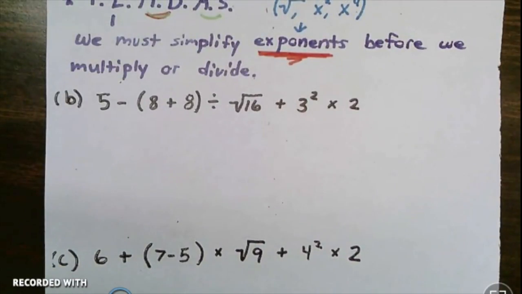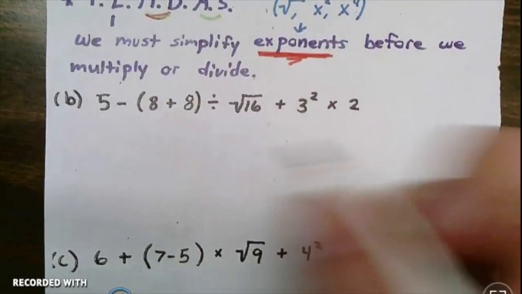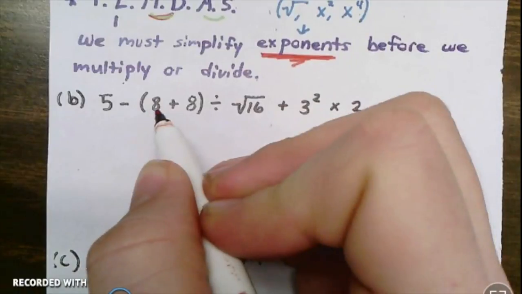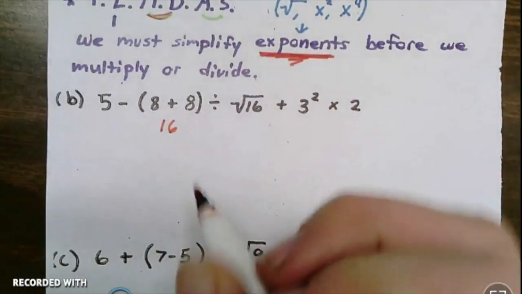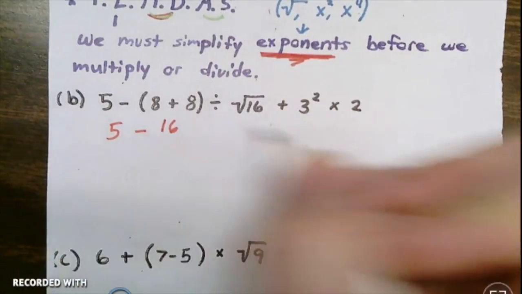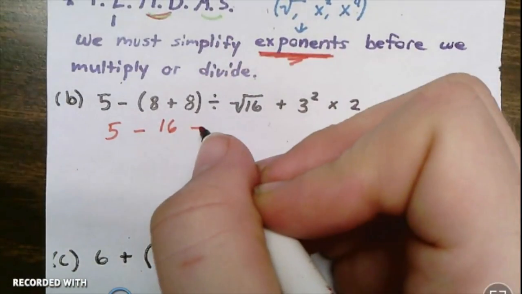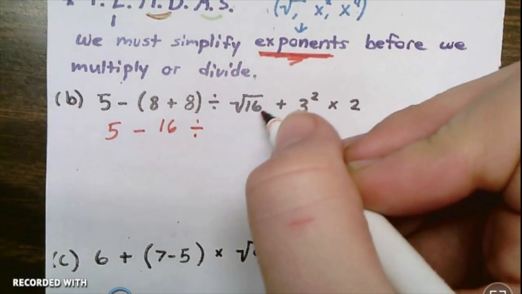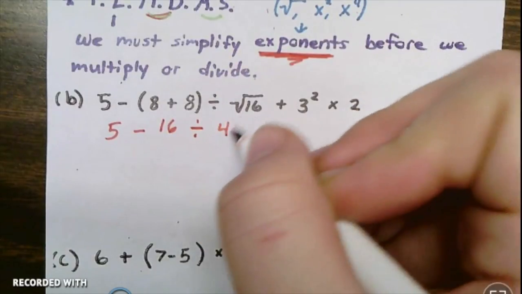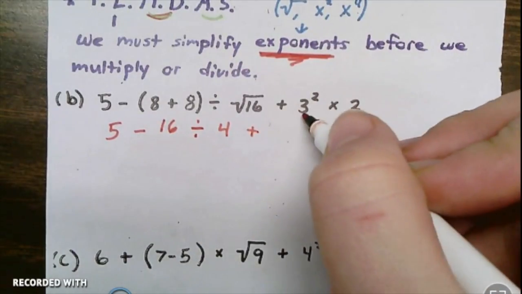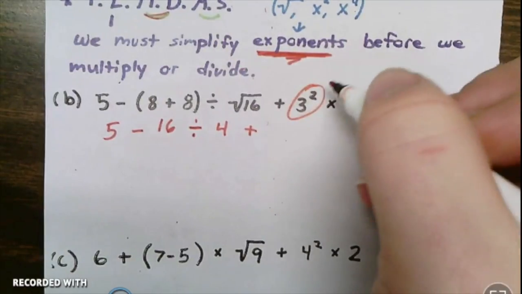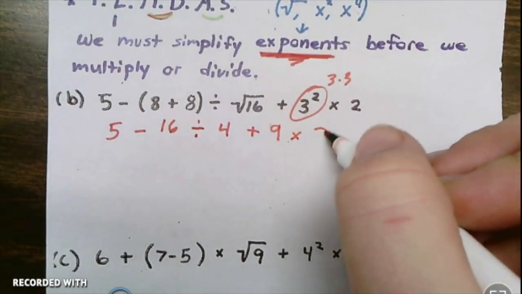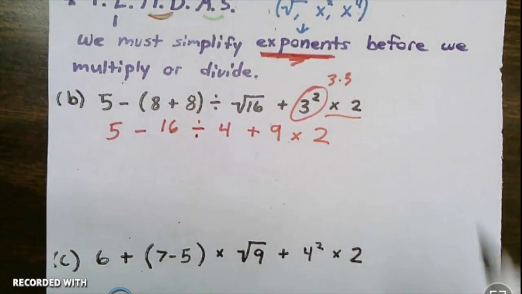So let's look at our example. Ready? These are so fun. You feel super smart when you do these. We've got this whole long thing first. The first thing I'm going to do is parentheses. So 8 plus 8 is 16, right? Now, the next thing I'm going to do are exponents. So here I've got the square root of 16. What is the square root of 16? 4. 4 times 4 is 16. Plus, what is 3 squared? 3 squared means 3 times 3. So that's 9 times 2. Just wrote out the rest there.